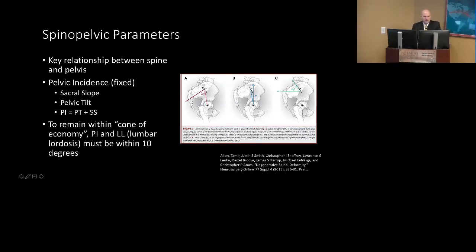And so what you do is you measure an angle along the end plate of the sacrum and drop a line down to measure what that tilt would be. Then you drop a line going down to the head of the femur, and then, this is the sacral slope, where you have the 90-degree measuring from there. And then those two things should add up into the pelvic incidence. The key concept with the spinopelvic parameters is that to remain within the cone of economy, pelvic incidence and lumbar lordosis should be within 10 degrees of each other. And there are plenty of studies now that show that that relationship is the most important when it comes to disability in adult spinal deformity.